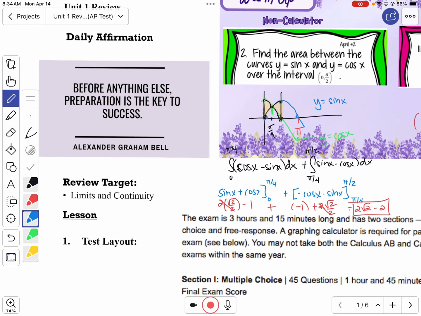Before anything else, preparation is the key to success. But felt appropriate for what we're getting ready to do. Okay. Alexander Graham Bell. Our review target today, we're going to talk all about limits and continuities. Just been a hot minute. Okay, all that stuff still comes into play.